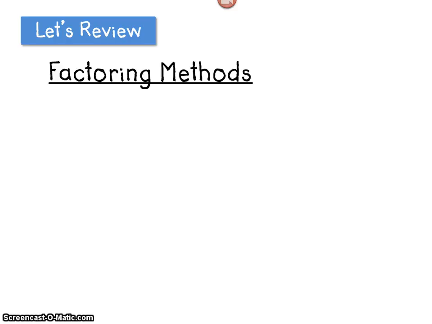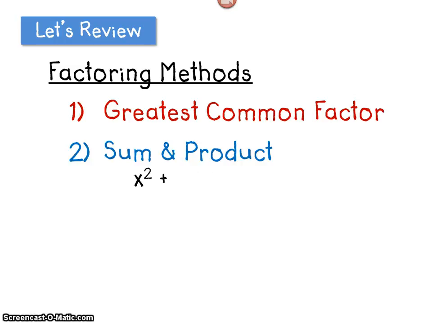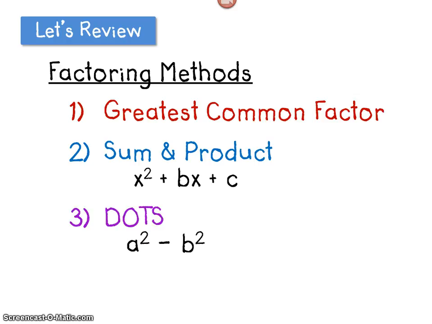Let's start with some review. Being that you have to apply your factoring skills, let's talk about the factoring methods that we reviewed in the last unit. Whenever you're presented with a polynomial, the very first thing you always check for is the greatest common factor. Next, depending on whether it's a trinomial or a binomial, you look for sum and product if it's in the form x squared plus bx plus c, or you look for dots if it's in the form a squared minus b squared. We are going to be still using these factoring methods all throughout this new unit.